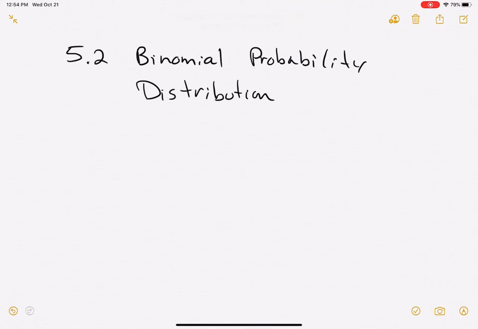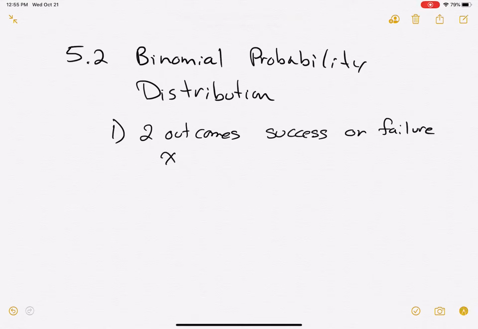Okay, now we're going to look at a different type of discrete probability distribution, a specific one called the binomial probability distribution. There are some criteria for the binomial probability distribution, and you have two possible outcomes. You either have success or failure. And now your random variable represents the number of successes.